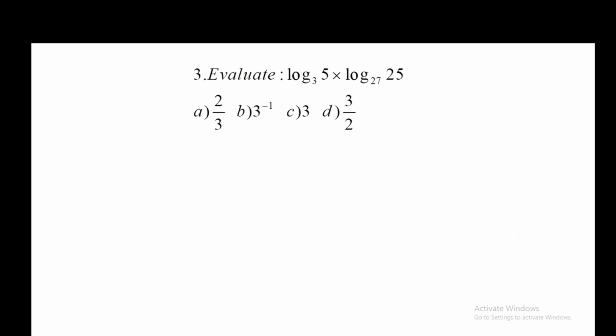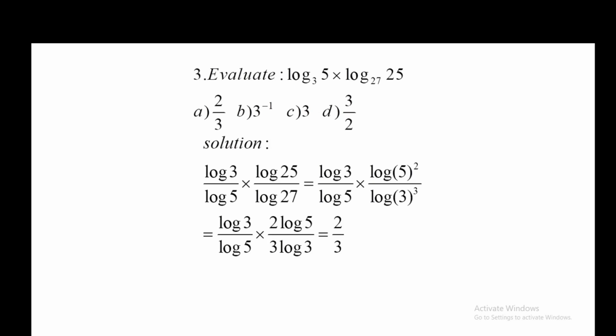Next we are moving to the third problem. Evaluate log base 3 of 5, then log base 27 of 25. The answer options given are A, 2 by 3; B, 3 power minus 1; C, 3; D, 3 by 2. Which one is the correct answer and what is the concept they have used here? Anybody can guess and tell me? Base changing. You can call it base changing.